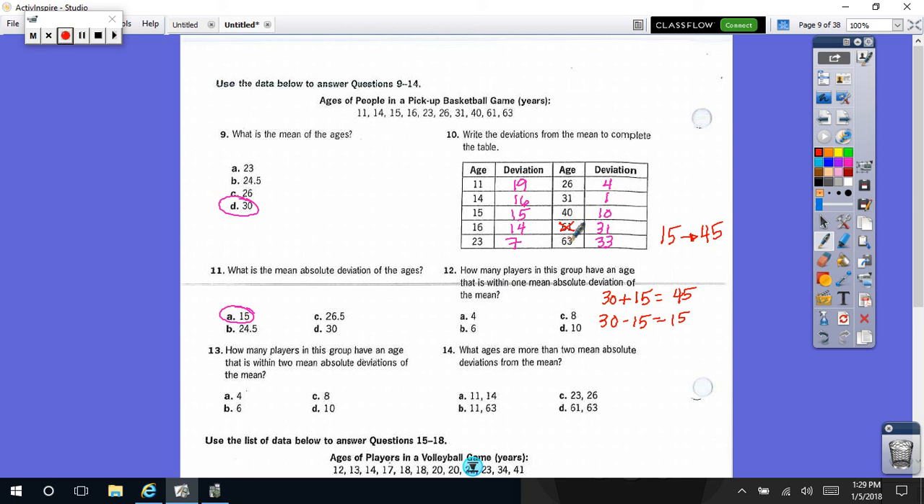He's too old. He's too old. On the downside of that, these two are too young. So this one has how many? 6 players.